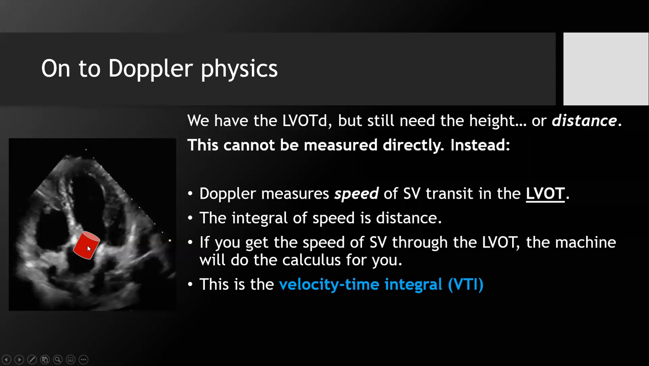And what that will tell you is how much distance that blood has traveled. And you know that as the blood is traveling through that spot, it has the same surface area, or area of that circle that you got based on the parasternal long axis view. And using that, you're going to be able to calculate your stroke volume. And good news, if you use the machine correctly, the machine will do it for you.